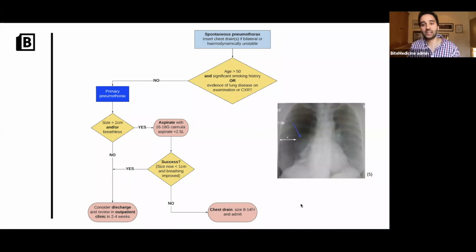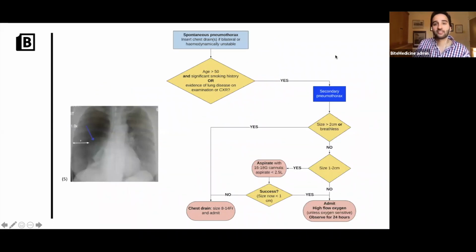Brilliant, okay. Secondary. So back to the top, we're asking ourselves the same questions. They're coming with a pneumothorax. Are they over 50 years old with a significant smoking history? If so, it's secondary. Or have they got evidence of lung disease on examination or on chest x-ray? If so, it's a secondary pneumothorax. Then the next question is exactly the same as last time. Is the size above 2 centimeters or are they breathless? If it is, you go straight to a chest drain.